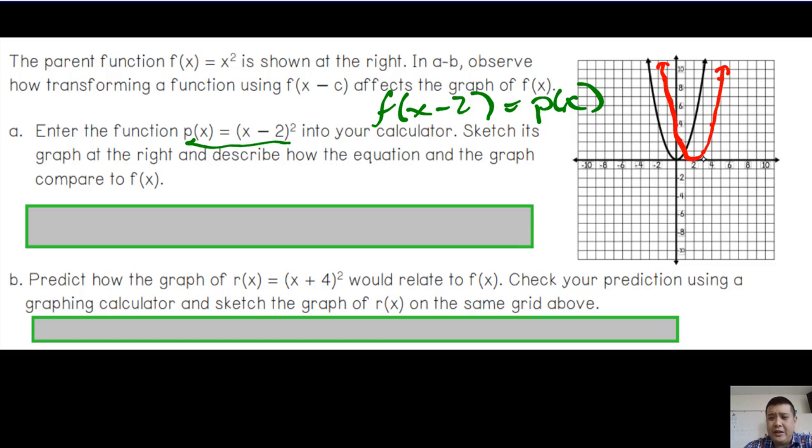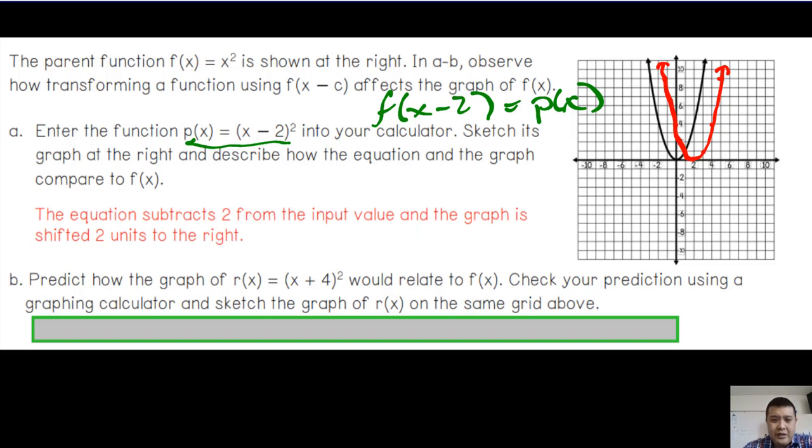So what you should have found is that this is the graph of p of x, and what we did was we shifted it twice to the right. So the subtraction of 2 from the input value, the graph is shifted 2 units to the right. To predict how the graph of r of x equals x plus 4 would relate to f of x, use your prediction. Check your prediction using a graphing calculator and sketch the graph of r of x on the grid above. Go ahead and try that on your own.